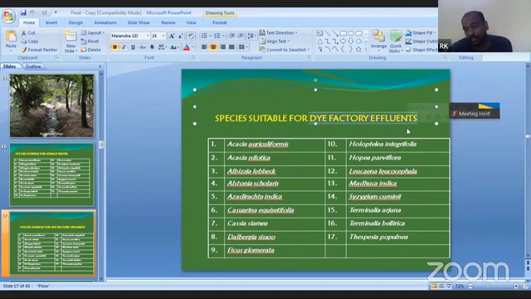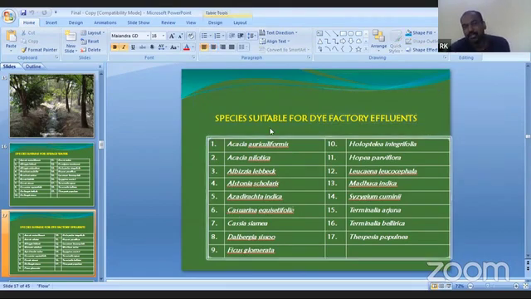Dye factory effluents. Suppose in any dye factory you have some waste inside the premises, you go for these 17 species. These 17 species cover all over India. So the standardized study is already conducted. After that, given the result, they found further results.